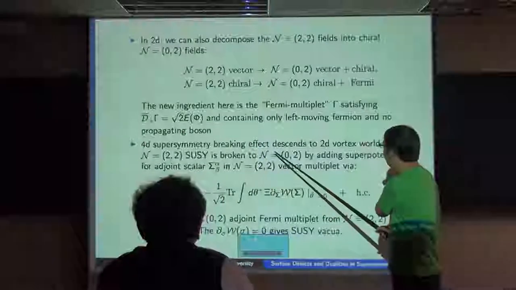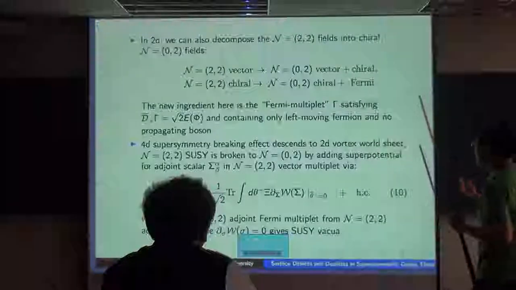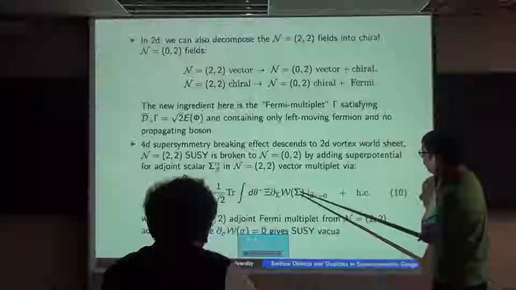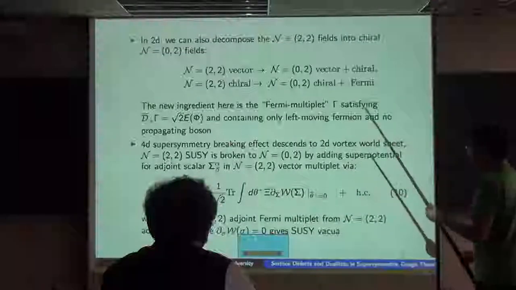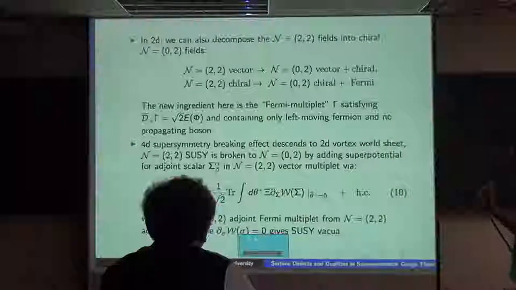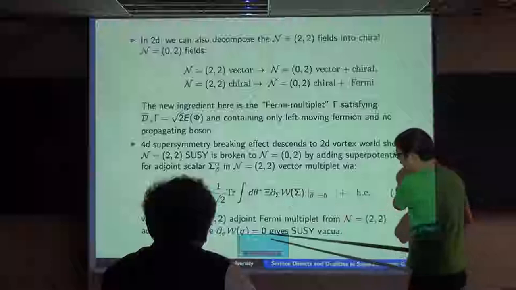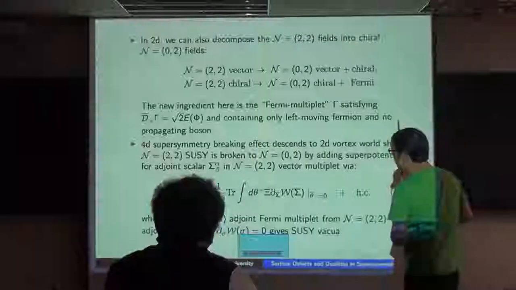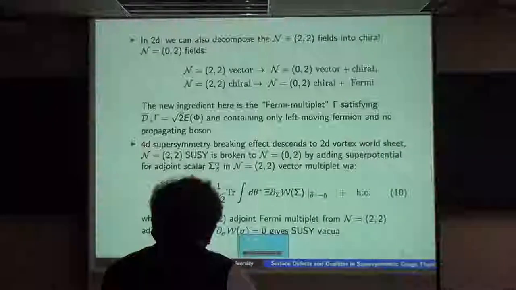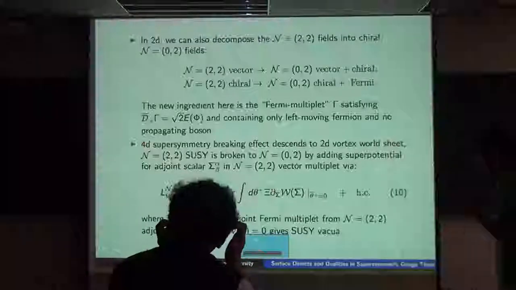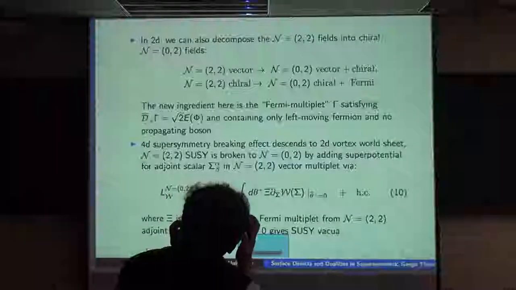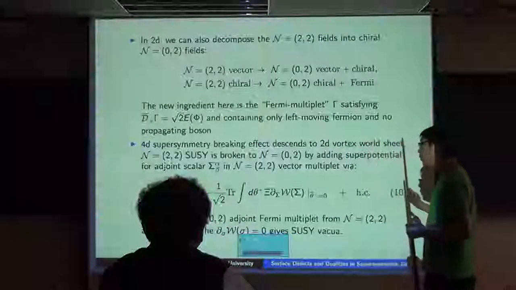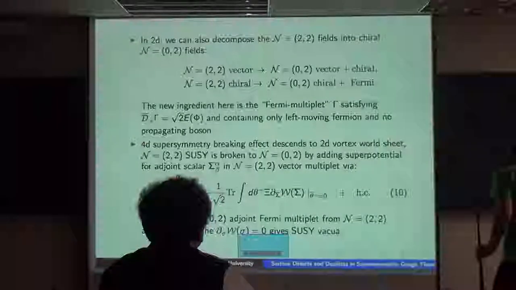And the 4D supersymmetry breaking effect also descends down to the two-dimensional vortex worldsheet. And we can again introduce a superpotential which takes exactly the same functional form as the 4D superpotential introduced earlier. And now you can show that you still have a supersymmetric vacuum here. The punchline I want to get at is that in N=1 supersymmetric gauge theory, the vortices are really described by a two-dimensional (0,2) supersymmetric field theory. That's the message.